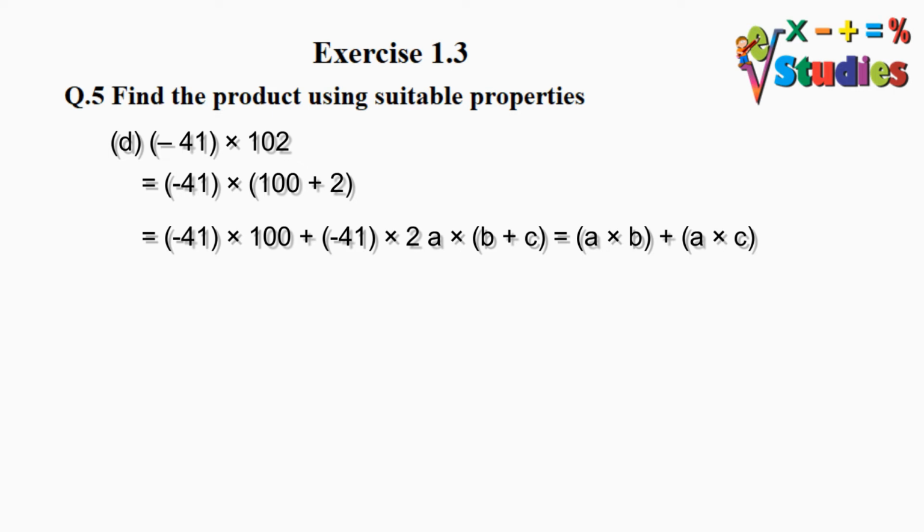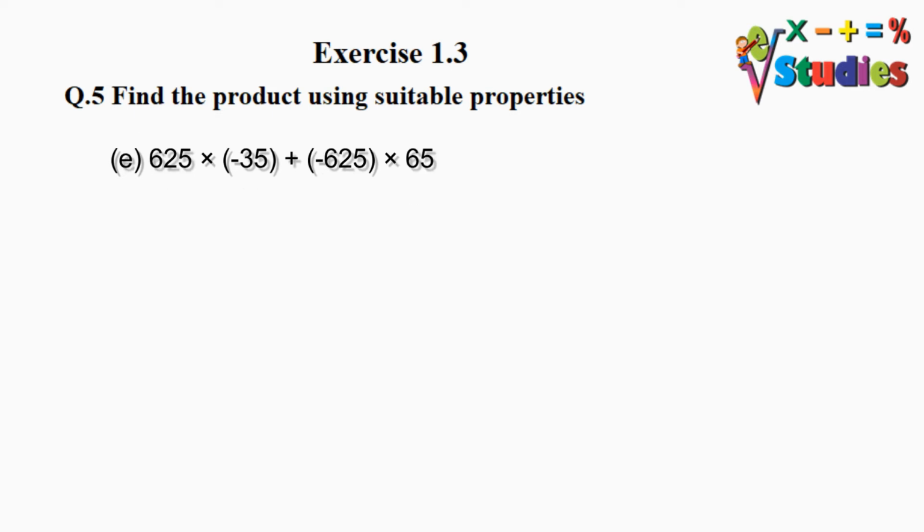That will give me negative 4100. Then I'll multiply negative 41 with 2, and that will give me negative 82. We have here both the integers are negative, so we need to perform addition on them, and the sign of the answer will be negative. So minus 4100 and minus 82 will give me minus 4182. Let us see the next one.